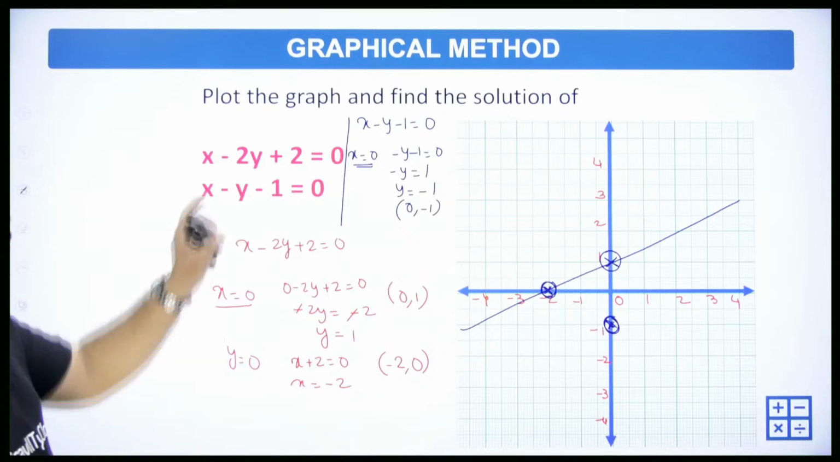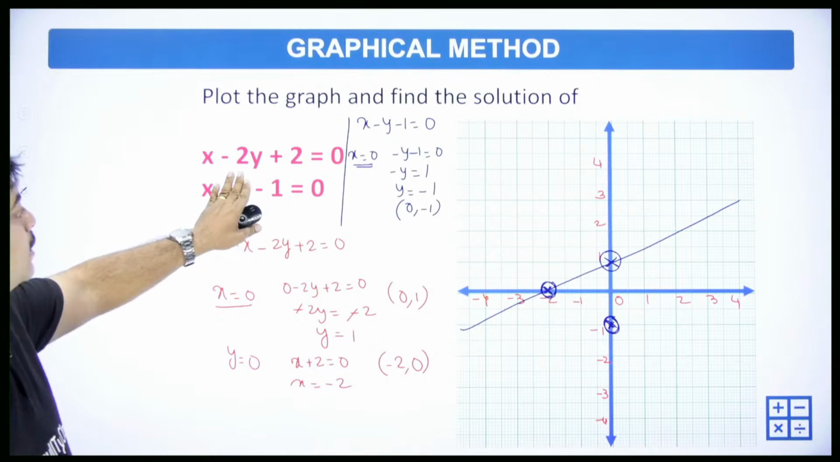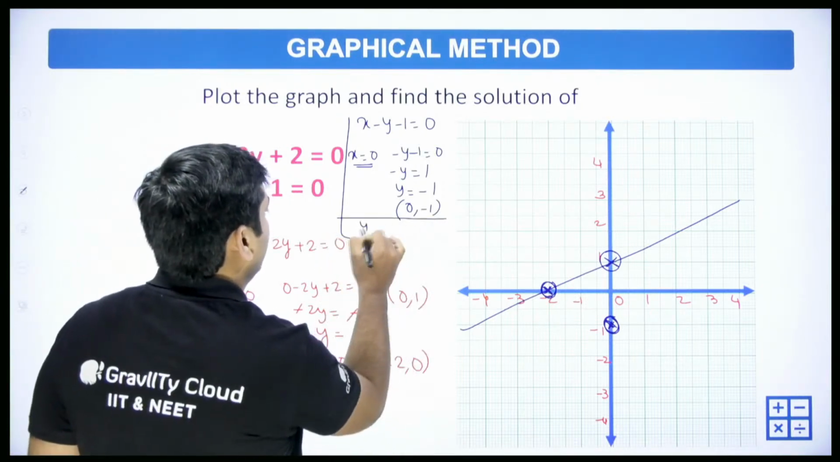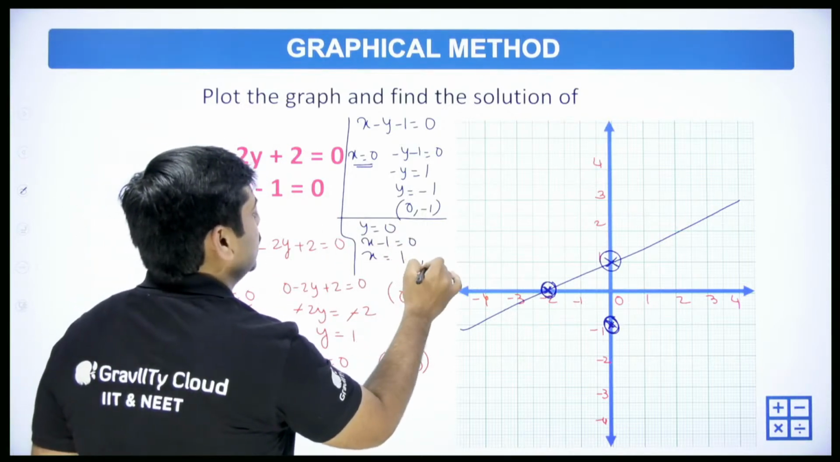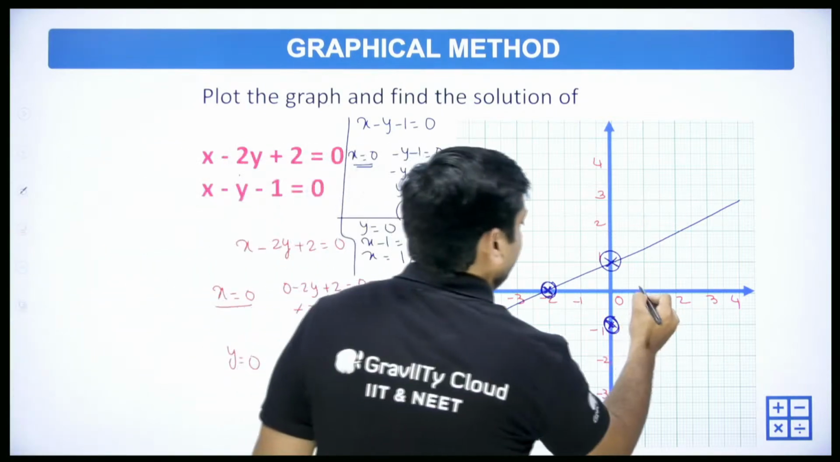Let us take one more point in this one. We keep y equal to 0. If y is 0, x minus 1 is equal to 0, so we get x equal to 1. So the point is (1, 0). Where is (1, 0)? It is somewhere here.